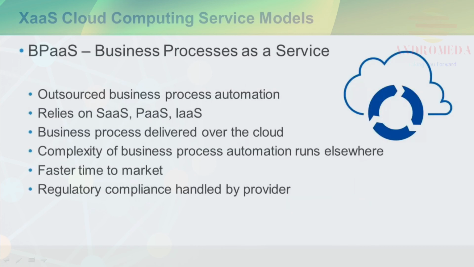And finally, business processes as a service. This is outsourced business process automation. This typically relies on the existing cloud infrastructure services such as SaaS, PaaS, and IaaS, which are, let's call them, the standard cloud models. But the business processes are delivered over the cloud, and the complexity of those processes and their automation runs elsewhere. So this allows for a faster time to market, and any kind of regulatory compliance is still handled by the provider. So if you do have a fairly complex environment that requires a lot of automation, then this can also be provided by a cloud service model.